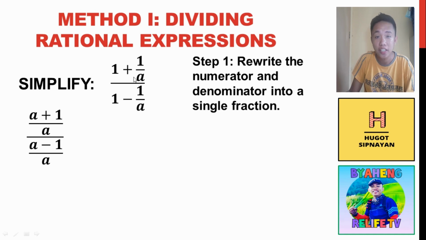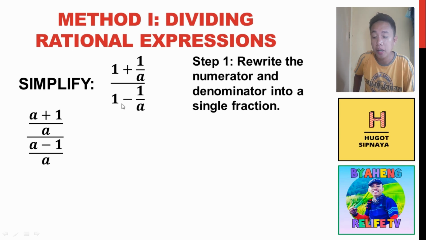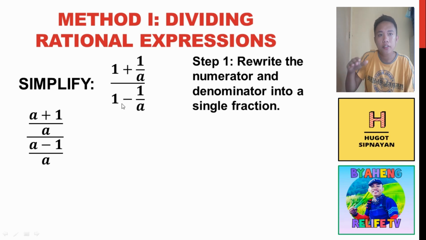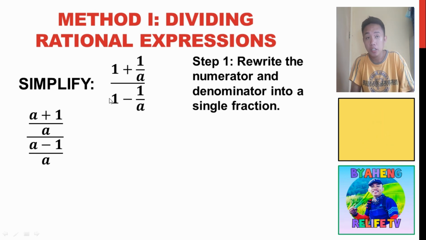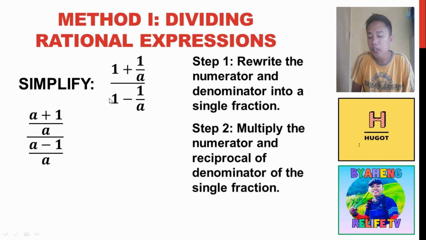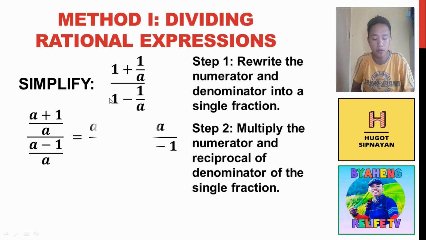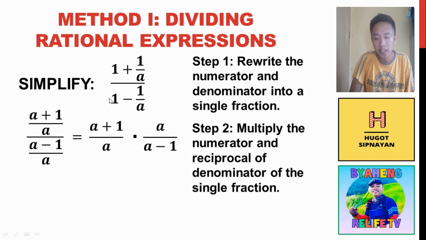Yung 1 po na yun, since ang denominator nyo kanina ay a, kinopya lang yung 1 na yun. Same thing with the denominator. Ang LCD nito ay a divided by the denominator 1, which is 1, times 1 is a. Kaya po may a dito. Kung mapapansin nyo, a divided by a, yun yung 1 na yun. So we simplify using the LCD for the numerator and denominator. Now, we multiply the numerator by the reciprocal of the denominator.